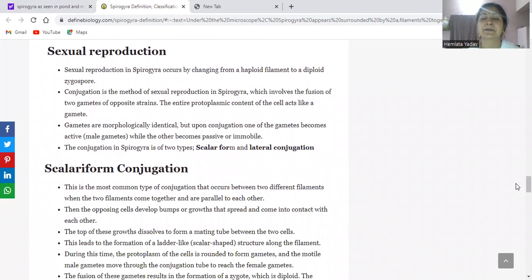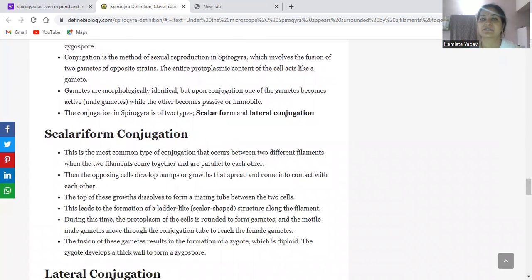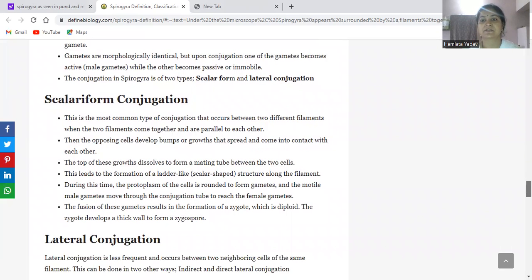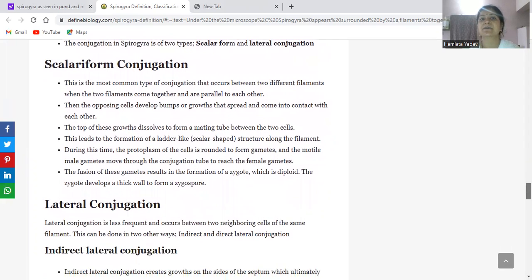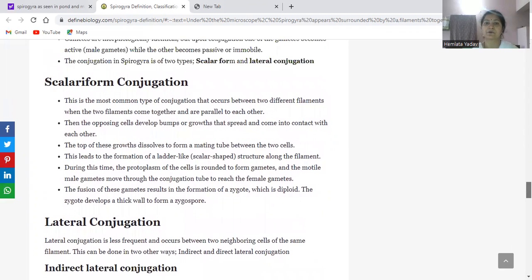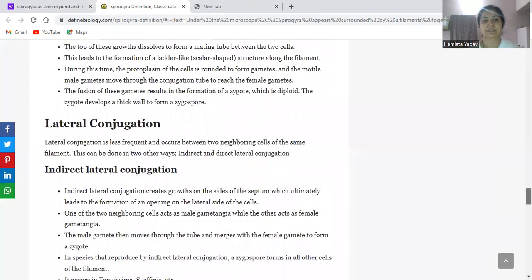Sexual reproduction in Spirogyra occurs by changing from a haploid filament to a diploid zygospore. Conjugation is the method of sexual reproduction. Two opposite gamete strains fuse; the entire protoplasmic contents of one cell gamete become active, the male gamete, while the other becomes passive, immobile. Conjugation in Spirogyra is of 2 types, scalariform and lateral conjugation.